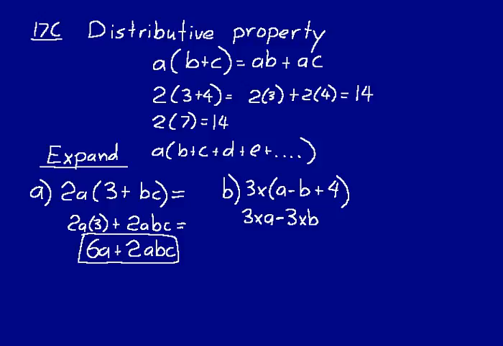Now, if you looked in the solutions manual and it said minus 3bx instead of minus 3xb, that's not wrong, because remember, order in multiplication does not matter. And so let's go on to the last term here. We multiply 3x times 4, and we would have 12x.